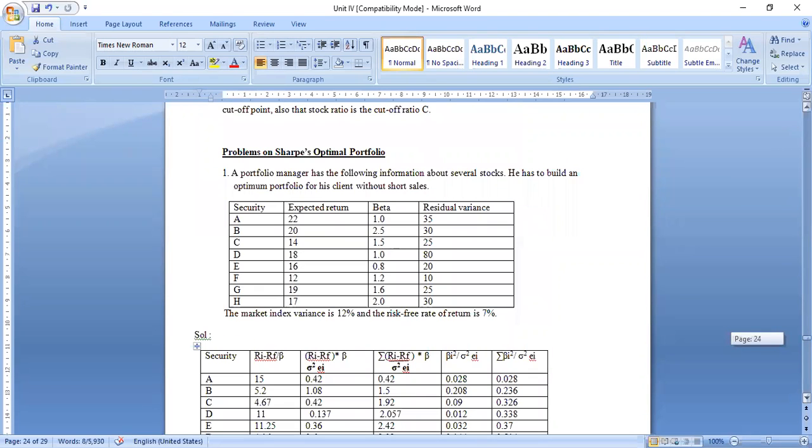Now, if you can see in the problem, we have the securities ranging from A to H.